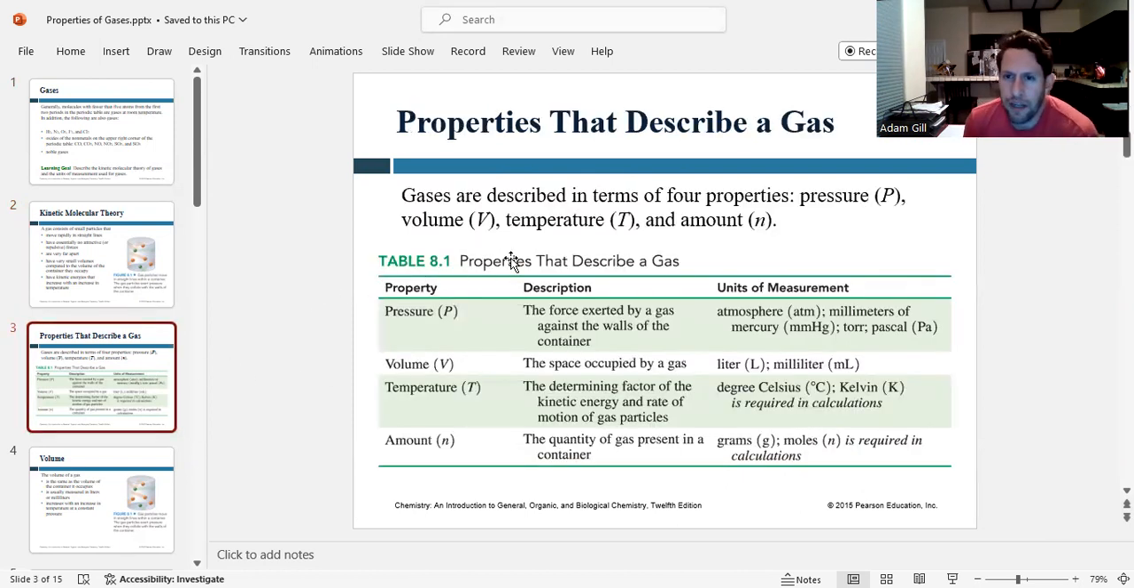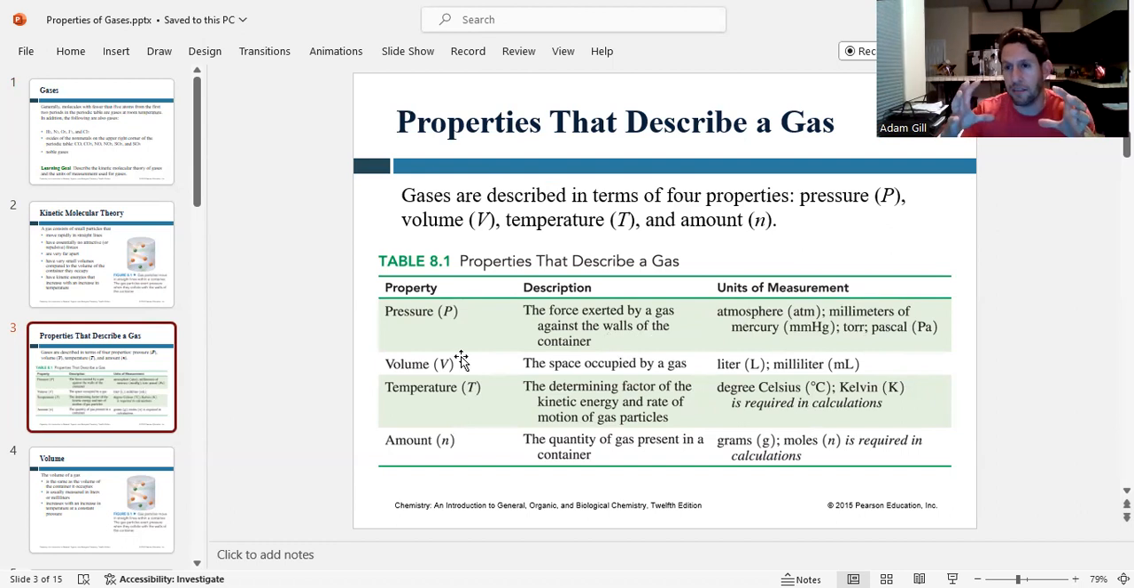So we can define 4 different characteristic properties of a gas. Pressure, abbreviated P, volume, abbreviated V, temperature, abbreviated with a T, and the amount of the gas, which we abbreviate as n, and the amount is in moles. And so pressure describes the force exerted on the walls of the container of a gas, and we use different units of measurement for pressure: atmospheres, millimeters of mercury, torr, pascals. We'll talk more about these a little bit later.